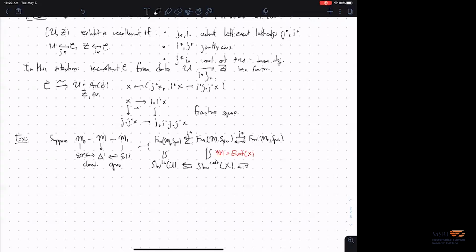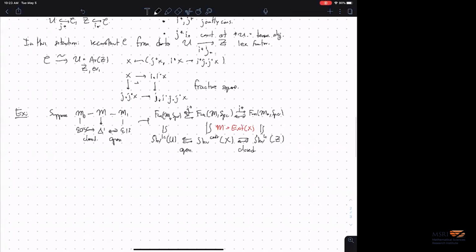And the closed complement is locally constant sheaves on Z. In particular, I will often regard the embedding given by j_* as the open piece of the recollement, and the embedding given by i_* as the closed piece of the recollement. This allows you to import intuition from topology into category theory.